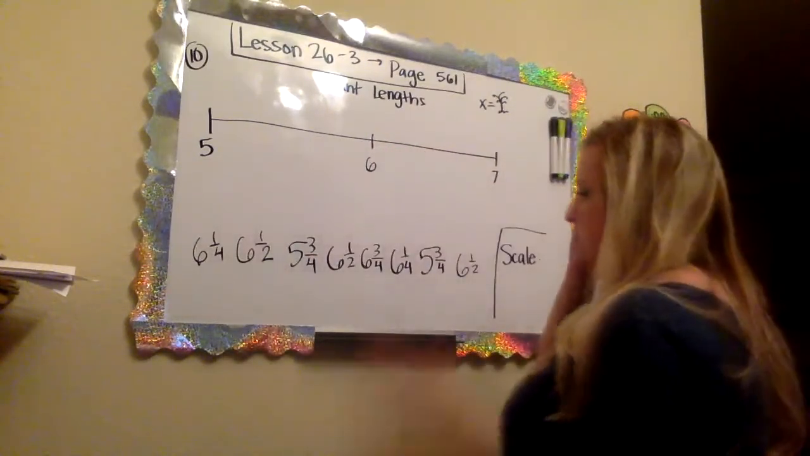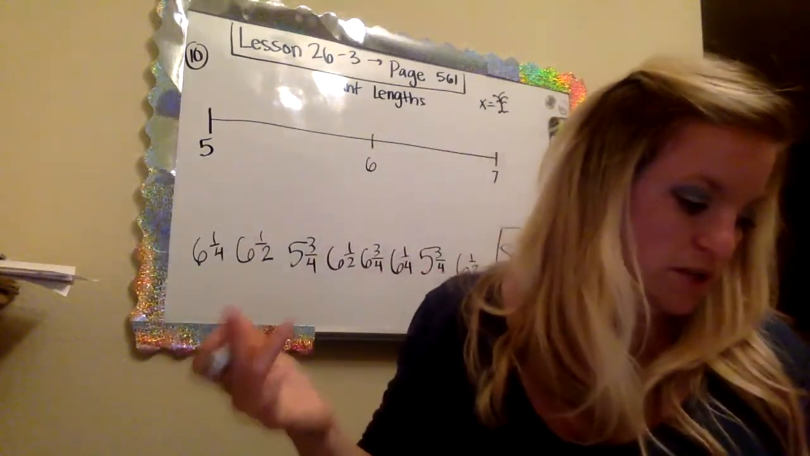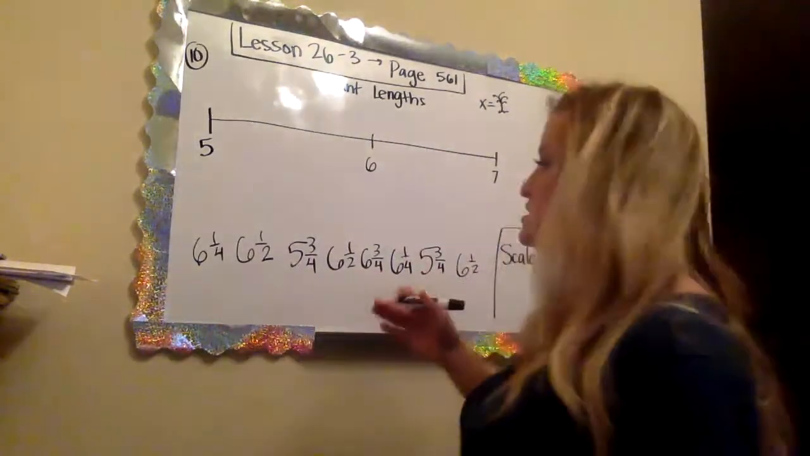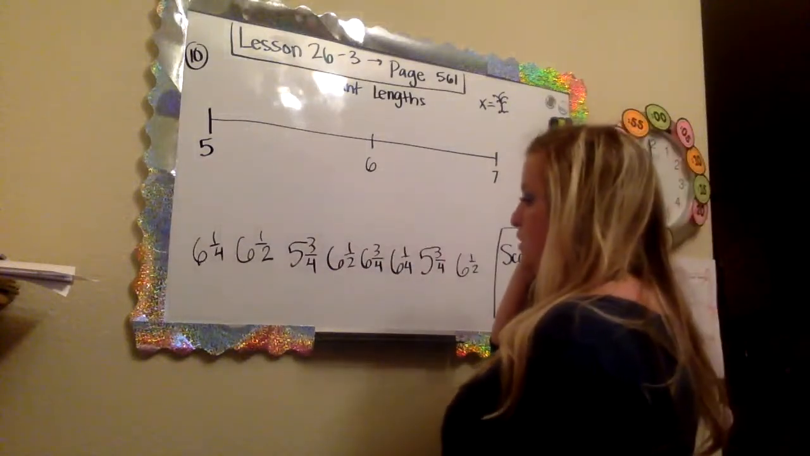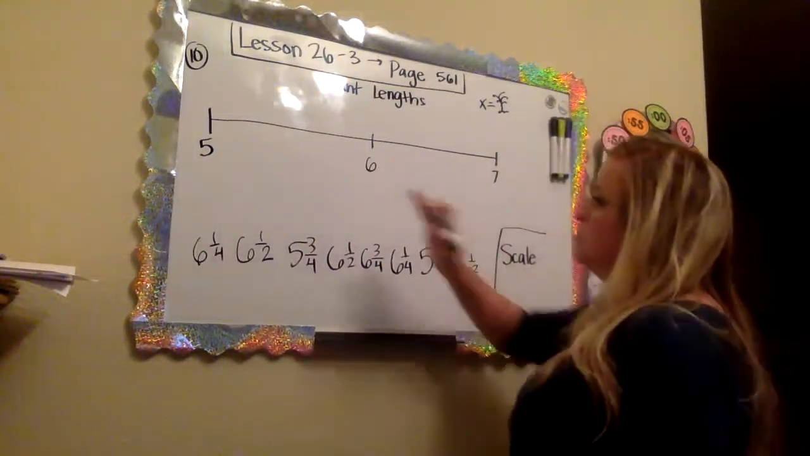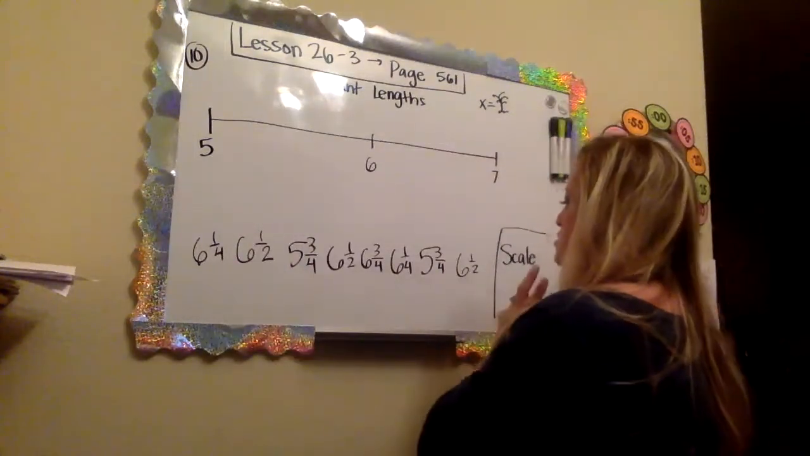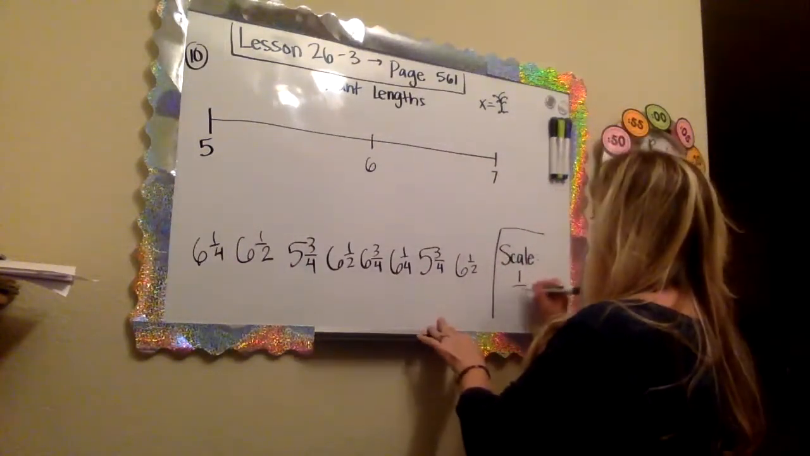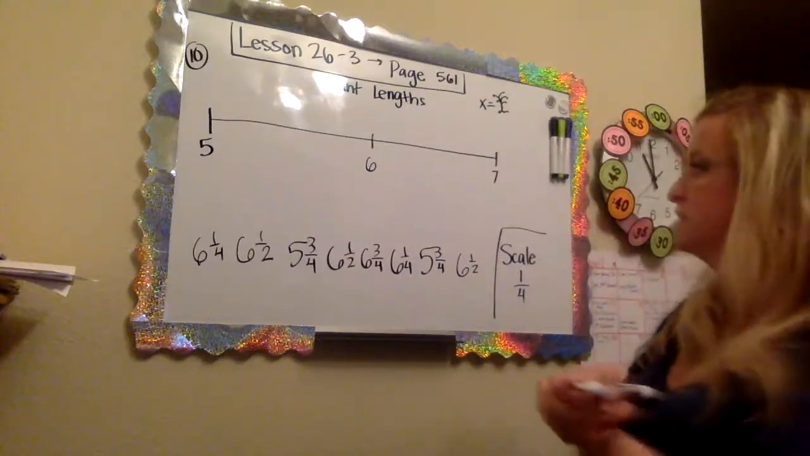All right. Now I need to figure out the scale. One of the first steps was labeling the scale numbers. So I labeled my line plot. Now I'm going to have to figure out the scale. What am I going to jump along? 1/4, 1/2, 3/4. So I'm going to make the scale 1/4 inch increments.